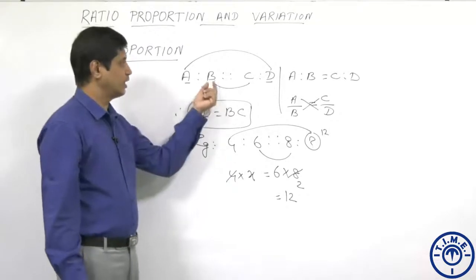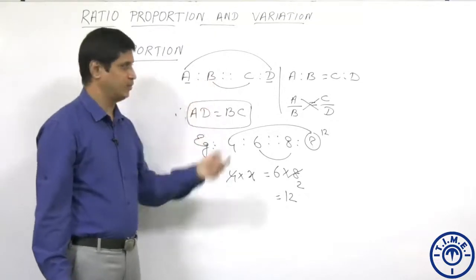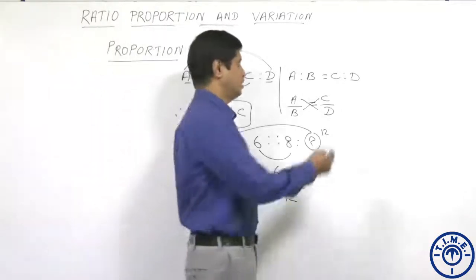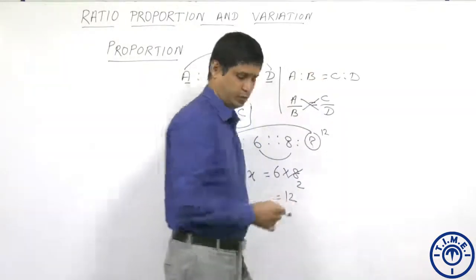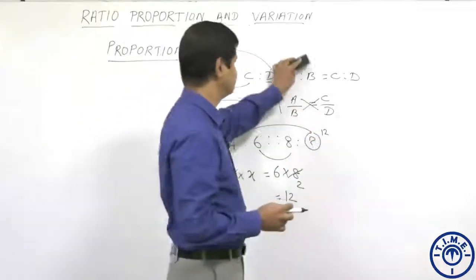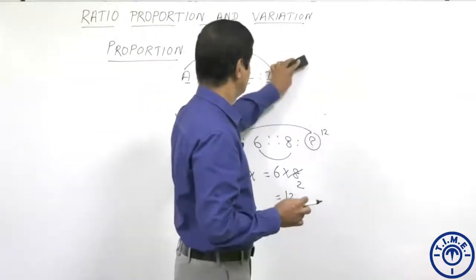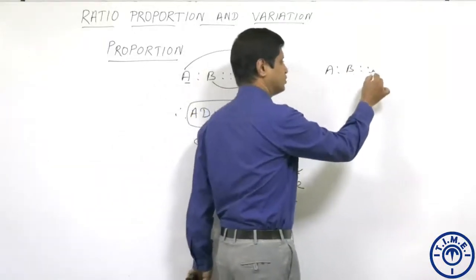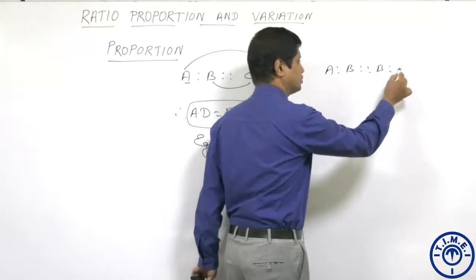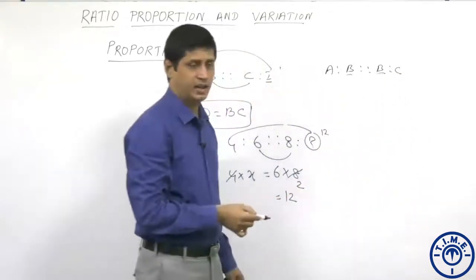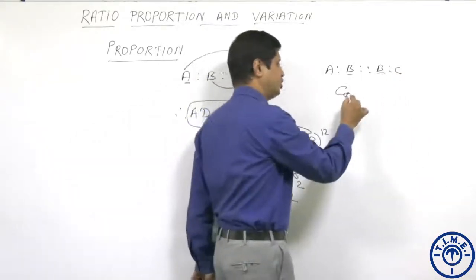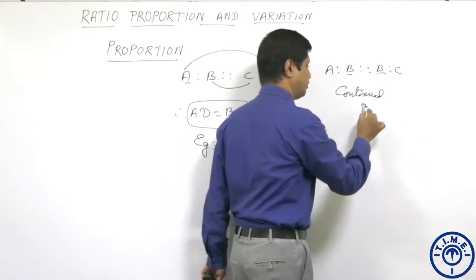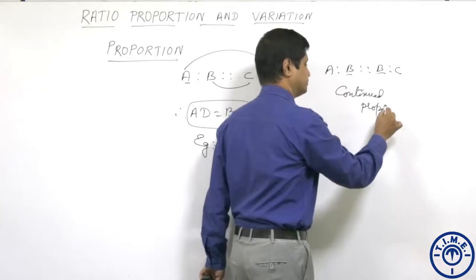Sometimes the middle values are the same. When the middle values are the same, it is called a continued proportion. Now the example for the continued proportion: A is to B as B is to C, where the means are the same. It is called a continued proportion.